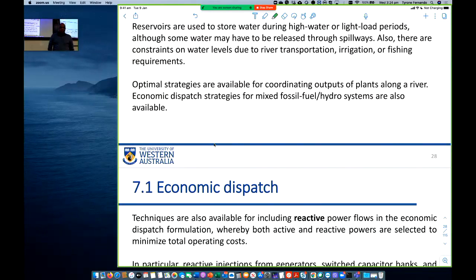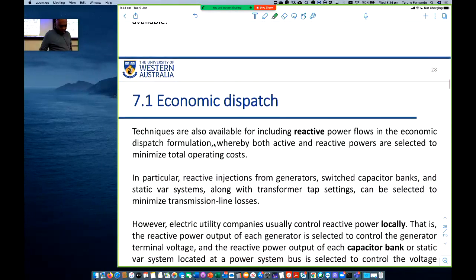With hydro, sometimes you need to take care of the environment. You need to make sure that there is adequate water flowing in a river for transportation, because there will be boats and other activities on a river. And also you want to minimize the impact on the plants in the river, the fish, and so on.